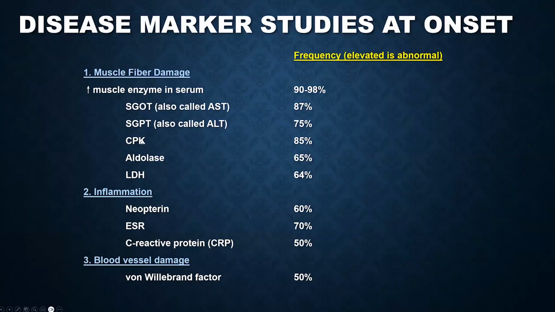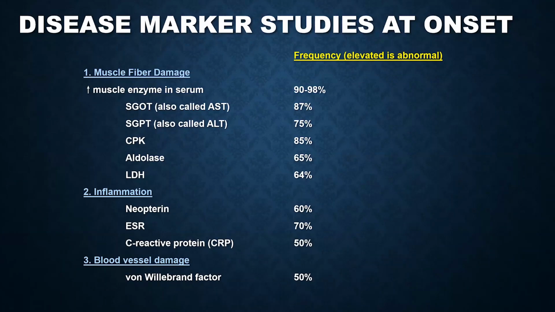So these two tests here are quite specific for muscle tissue. These tests here are included in the muscle, but they also come from the liver. And then the LDH is another enzyme in the muscle. So you can see that if you take all these tests together, about 90 to 98% of the time in children with dermatomyositis, one of these enzymes will be elevated. But you can see that none of them is 100%.